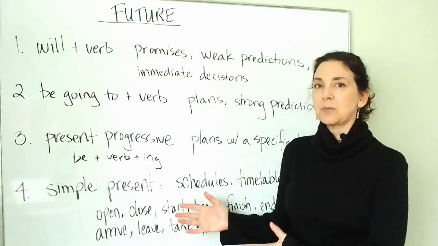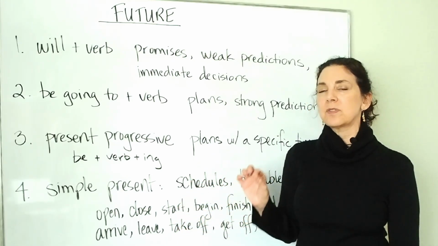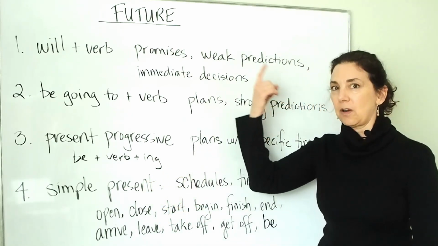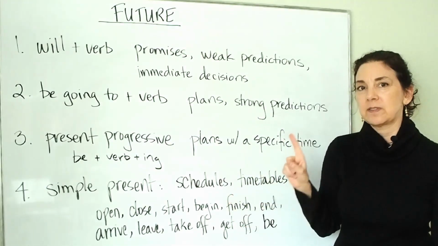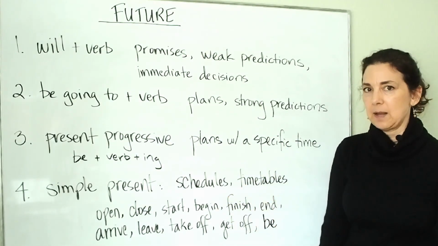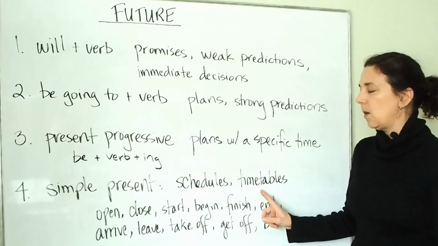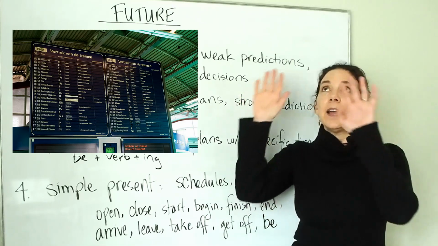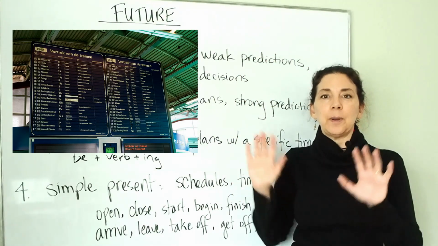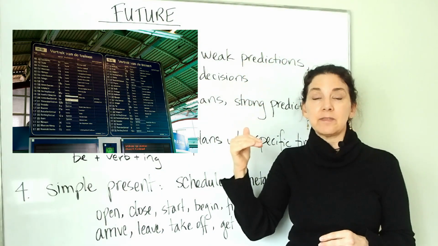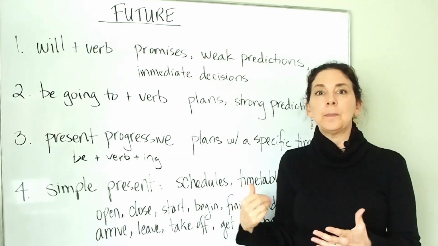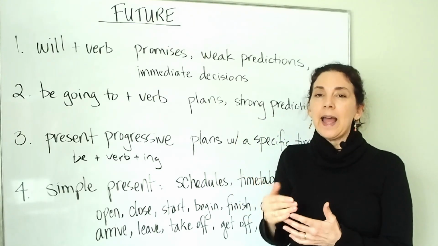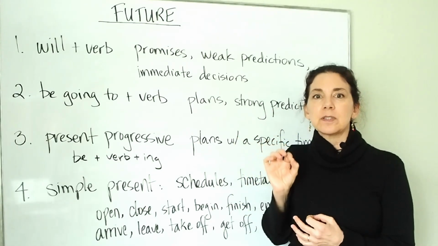Okay, let's go to the last one, which is simple present. And this one is used in only very specific situations. The simple present is used to talk about the future when we refer to schedules or timetables. Okay, so what does that mean? Well, imagine that you go to the train station and you see that big timetable that shows you all the trains that are going to leave that day. That's a timetable. It's something that happens usually regularly, and it has a specific scheduled time.